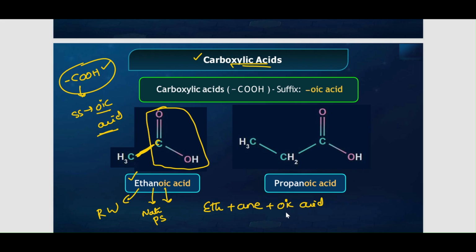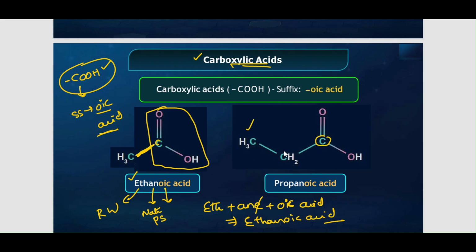We will use some short names such as oic acid, and hence we will put all these together. During the process, E will get eliminated. We know that according to English grammar, A, E, I, O, U cannot be adjacent to each other. So therefore E will get eliminated, and hence it is called ethanoic acid. Right?